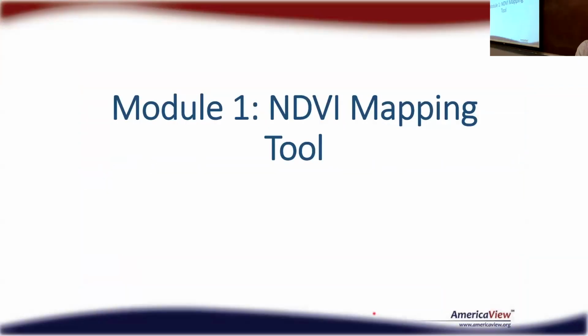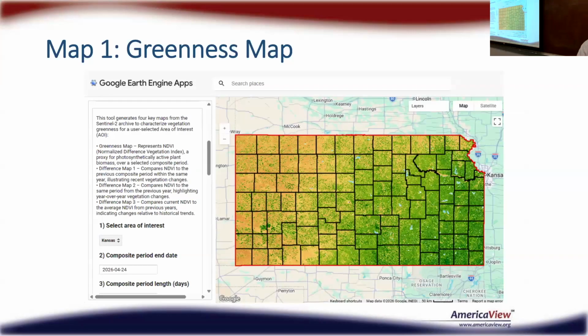There are two key modules, the NDVI mapping tool. I was going to show you how to use the tool, but I think I just want to show you what it can do. First you can calculate a greenness map, and you can set the temporal date that you want. I just set it to April 24th today, and it's going to look back 20 days and calculate NDVI on the fly. NDVI is a very common metric used as a surrogate for photosynthetically active vegetation or biomass. It's looking at the greenness, how lush the vegetation is.